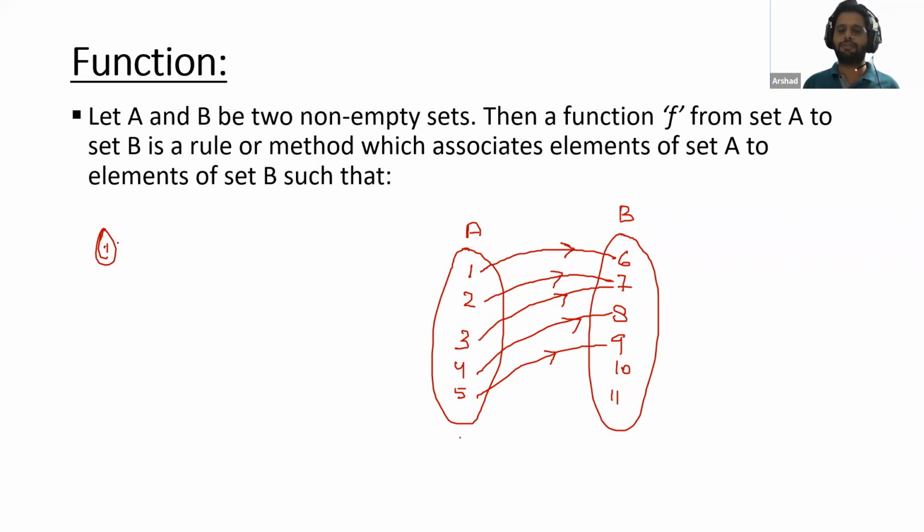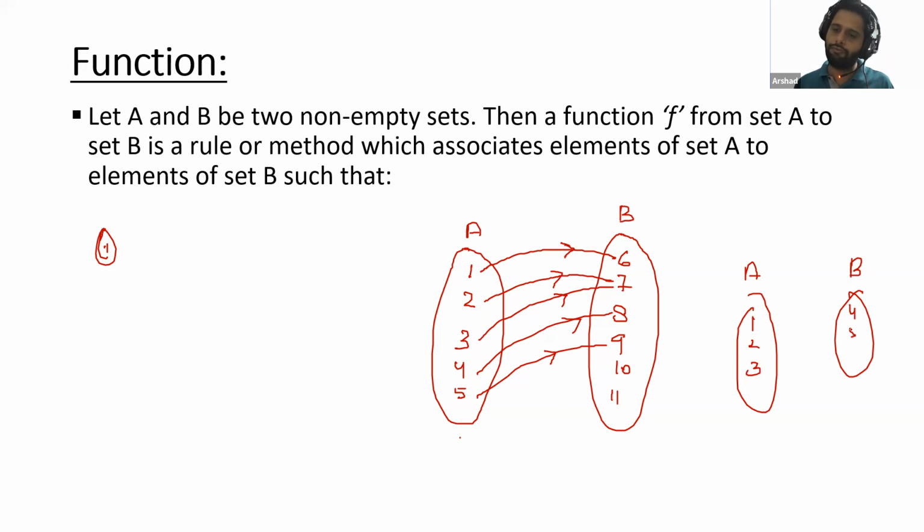Okay, so this is the first part. So what does that mean? That means suppose we have a set A and we have a set B. Here we have the values 1, 2, 3, and here suppose we have the values 4, 5, 6, and 7. So 1 is related with 4, 2 is related with 5, and 3 is blank. 3 is not related with anyone. 3 is not associated with anyone. So this can't be a function.